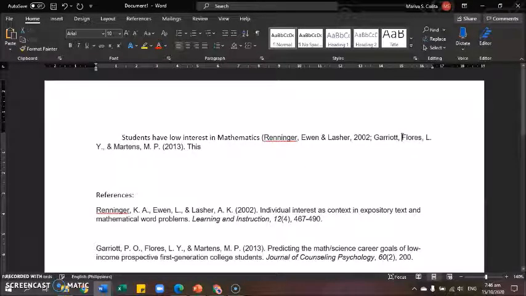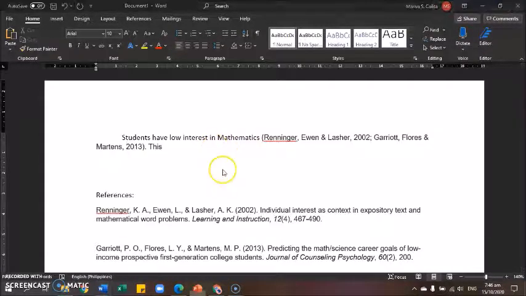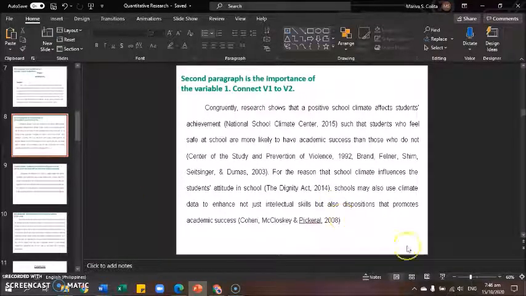Delete natin yung mga initials kasi apelyido lang ng authors ang kailangan natin. Apelyido ng authors. Okay? And yung end ha, it's an ampersand symbol. Ampersand symbol yan. So, hindi yung word na A-N-D na end. So, delete natin yung initials, comma, and then before the year. Okay. So, may dalawang authors ka na nagsabi, or dalawang studies ka na nagsabi that students have low interest in mathematics. Right? So, balik tayo doon sa second paragraph.